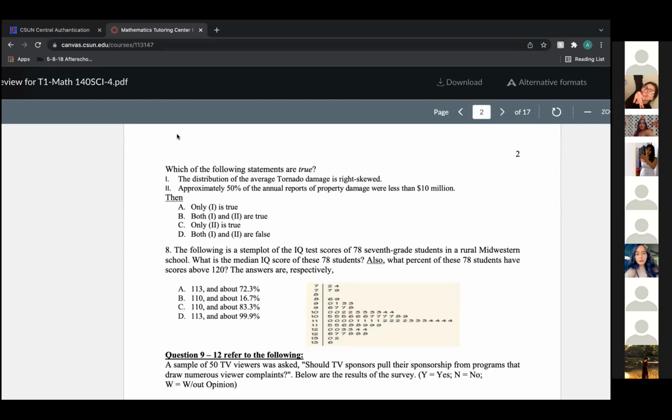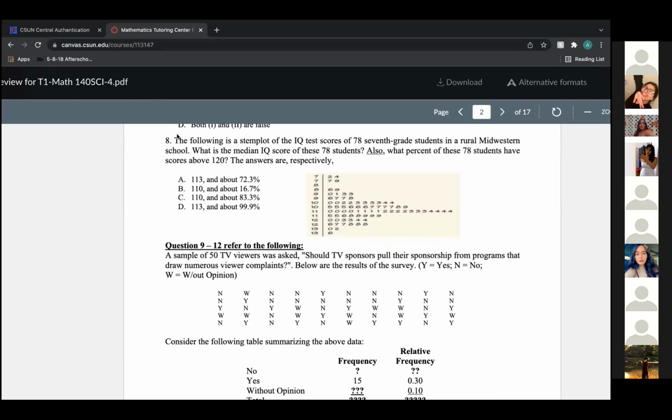Eight, the following is a stem plot of the IQ test scores of 78 seventh grade students in a rural Midwestern school. What is the median IQ score of these 78 students? Well, 78 is an even number, so that means it's going to be halfway between the 39th and the 40th. So 1, 2, 3, 4, 5, 6, 7, 8, 10, 14, 18, 19, 20, 21, 22, 23. I lost count. 4, 6, 10, 14, 15, 16, 18, 19, 20, 22, 24, 25, 26, 27, 30, 1, 2, 3, 2, 4, 5, 6, 7, 8, 9. So the 39th and the 40th are both 110. So the answer is going to be either B or C.